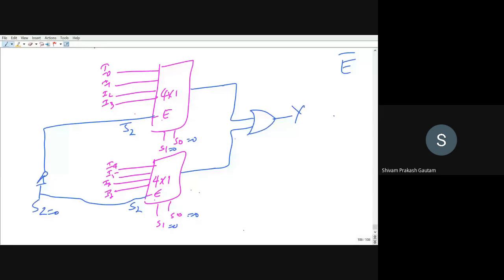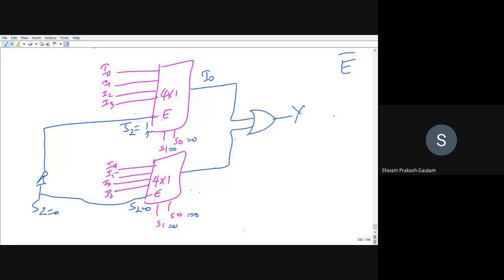So S2 is 0. That means S2 bar will be 1. If S2, S1 and S0 are all 0, that means I0 will be selected, and S2 bar we are getting as 1. So this is active high enable. That means this mux, the first mux, will be providing the output whenever we are getting high input to this E, which is right now in this case. So I0 will be flowing here because E is enabled, that is, we are getting 1 here. Therefore we are getting I0 here.